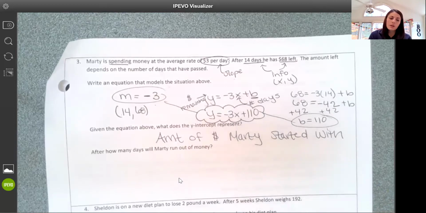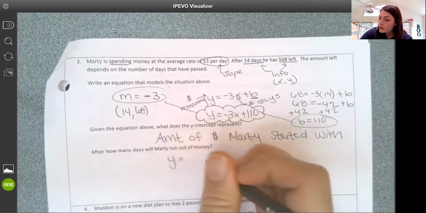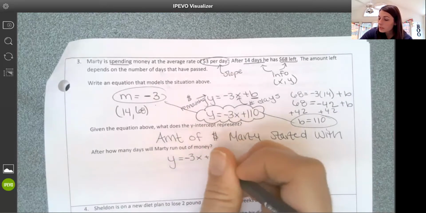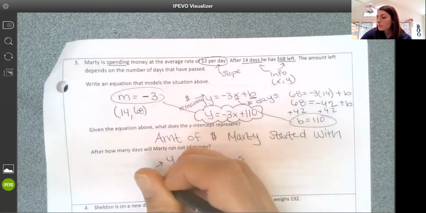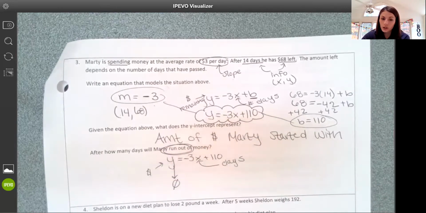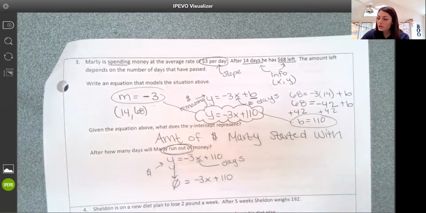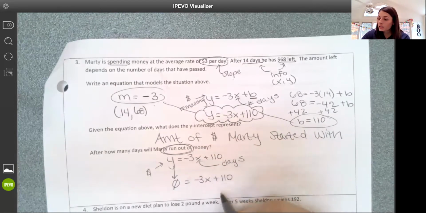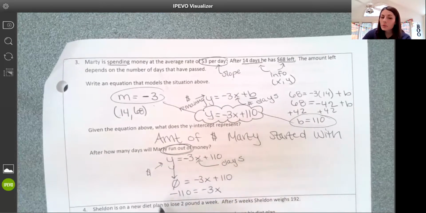Now, eventually, if you just keep spending money, Marty, you're going to run out of money, right? So it says, how many days would it be until Marty runs out of money? Well, in our equation, y equals -3x plus 110, we know that this is days and this is money. If we're talking about running out of money, then we want to know, when will we have no money? When will y be 0? And so I can solve for the number of days that would take. I would subtract that 110 and divide by -3.